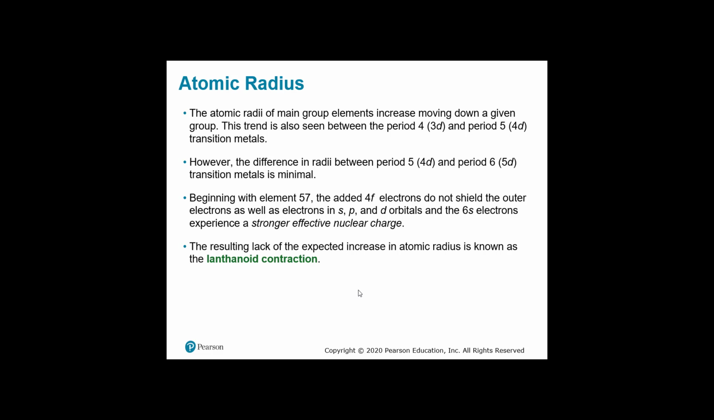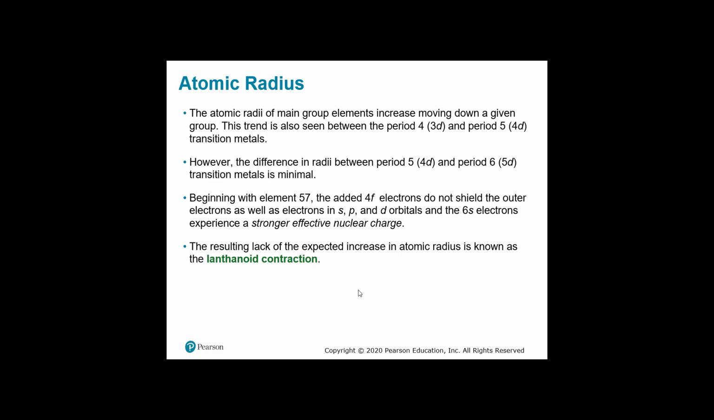Let me start over. I previously discussed how the d orbitals protect the s orbitals so they don't have the greater pull. Now it's the opposite. The 4f electrons do not shield the outer electrons as well as s, p, and d orbitals. So that allows the 6s orbitals to have a stronger pull, and they're pulled in, they're contracted in to the radii, and that is why you don't see a big increase. There is a trend, but it's very minimal between 5d and 6d.